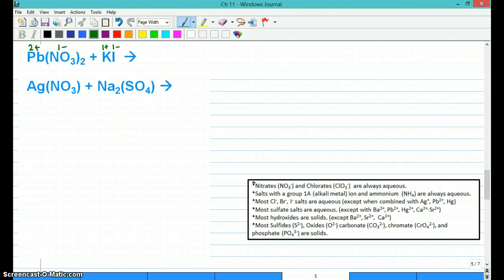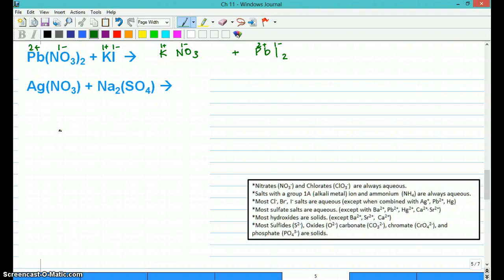Remember, the solubility chart is only for your products. For your reactants, if the states are not given to you, you're always going to assume it's aqueous. This is only for double replacement reactions. So if the states are not given to you on the left side, then it's going to be aqueous.